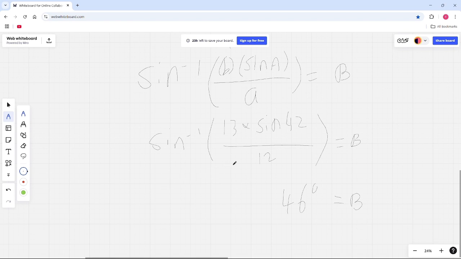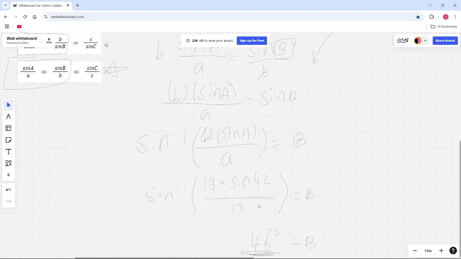Now, you always want to have this in degree mode for your calculator when you're putting in these numbers, or else if you're in radians, which is another unit of measurement for angles, you won't get 46 degrees. So make sure your calculator is in degree mode.